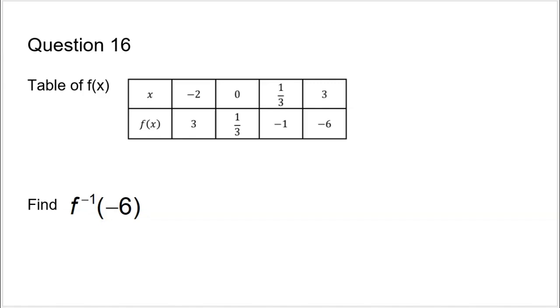So how do you find the inverse of a table? It's so incredibly simple. All you do is switch all of your inputs and your outputs. So 3, 1/3, -1, and -6 are now my inputs. And the inverse function, or the outputs, are the old inputs. So that's -2, 0, 1/3, and 3.